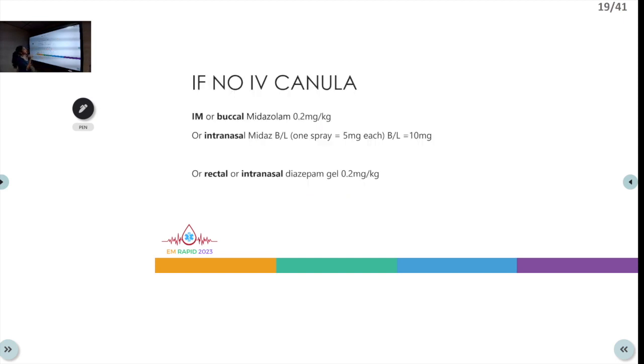If the patient doesn't have an IV cannula, there are other methods. We can give IM or buccal midazolam, with the dose already mentioned, or we can give intranasal midazolam bilaterally. If we give 5 mg in each nostril, that is a total of 10 mg intranasally. Or we can give diazepam rectally or intranasally, at a dose of 0.2 mg per kg.